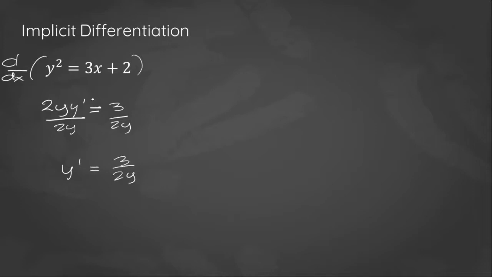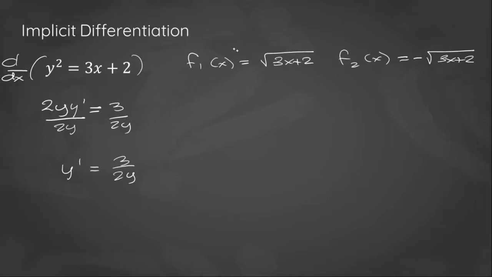Now, as I said earlier, y squared has two roots, such that f sub 1 of x is equal to the square root of 3x plus 2 and f sub 2 of x is equal to the negative square root of 3x plus 2. Now, if we take the differentiation of these functions, we must make sure that our resulting function is equal to this result.